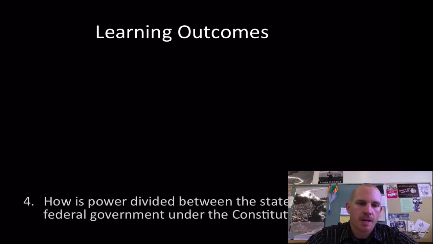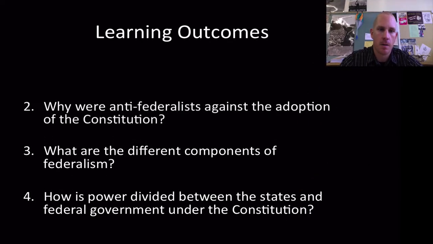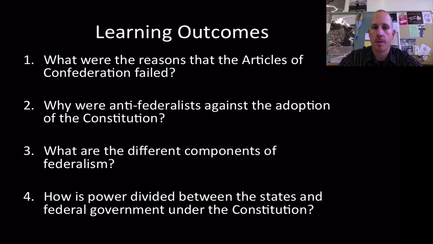The learning outcomes for today, there are 4 of them. Number 1, what were the reasons that the Articles of Confederation failed? Number 2, why were anti-federalists against the adoption of the Constitution? Number 3, what are the different components of federalism? And number 4, how is power divided between the states and the federal government under our new Constitution?